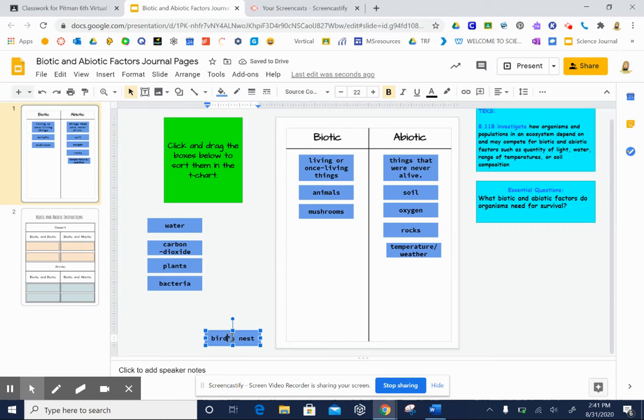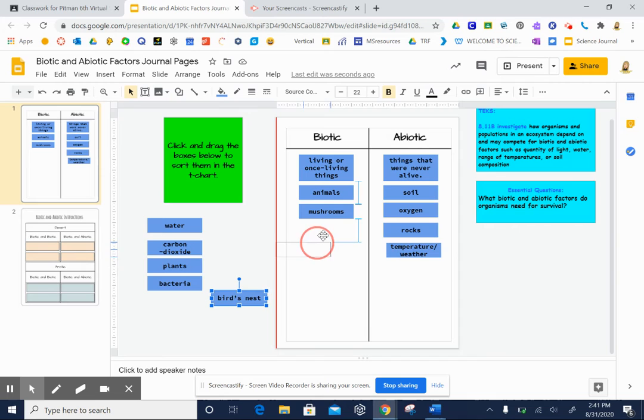Now, a bird's nest is something that people really struggled with today. If we think of your typical bird's nest, it's made of leaves, twigs, sticks, things like that. They come from trees. So because it was part of a living thing, your sticks and leaves are going to be considered biotic. So a bird's nest made from those leaves and sticks is also categorized as biotic.